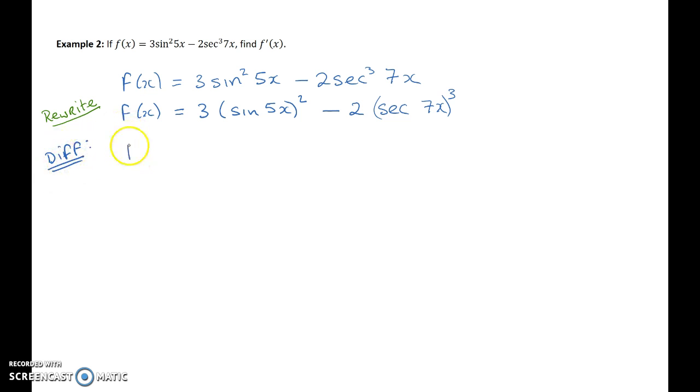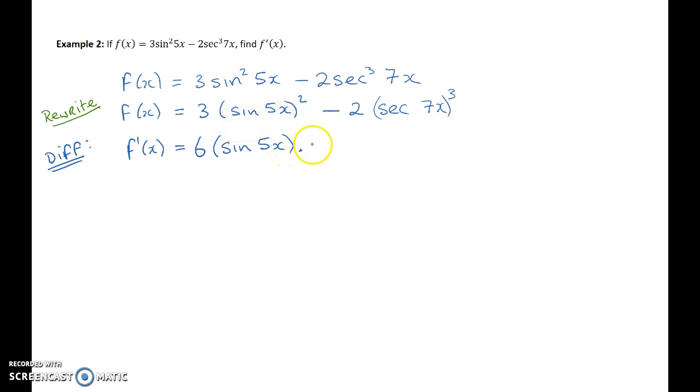So if we differentiate f of x, we get f prime of x. And now what we've turned these into is powers and parentheses. And the power is 2, so we differentiate the power first. So multiply down by the power. 2 3s are 6. Keep the inside the same. 6 times the sine of 5x. So we keep the inside the same. And now we have to differentiate what was inside.